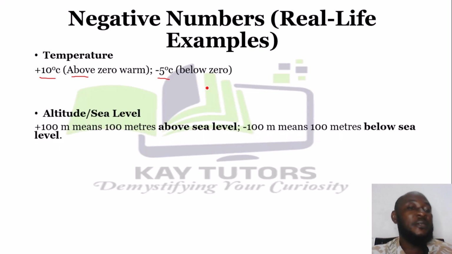Secondly, altitude. The higher you go above sea level, you deal with positive numbers. For instance, +100 meters simply means you are dealing with 100 meters above sea level. However, minus 100 means you are dealing with 100 meters below sea level.